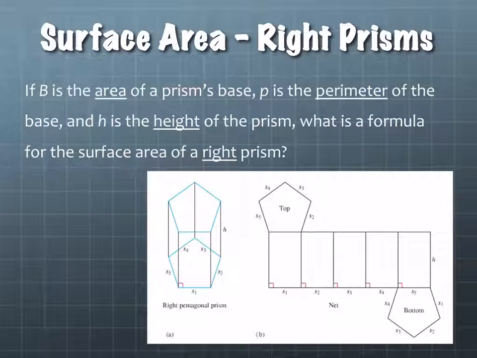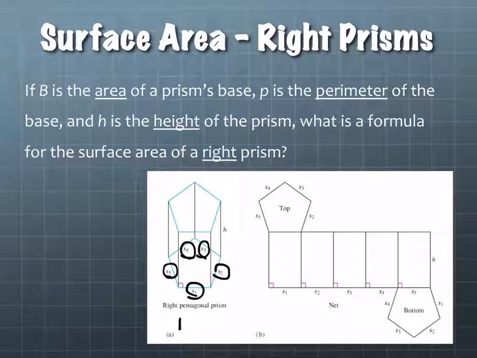So let's see what happens if we have a prism that's more generalized and not a cube. Now a cube is actually a form of a prism as well, but it's very specific. Let's say that B is the area of the prism's base. So it's capital B. And P is the perimeter of the base. The picture that I've drawn in here has S1, S2, all the way to S5, right? So the perimeter is S1 plus S2 all the way up to S5. Everybody with me on that?